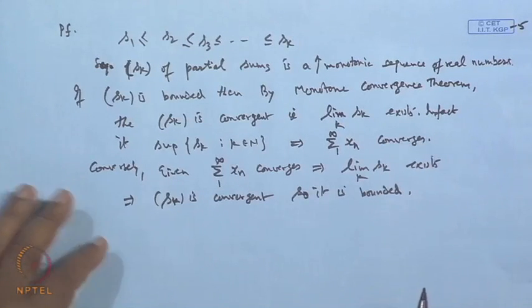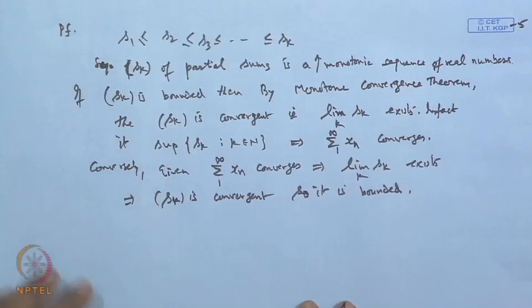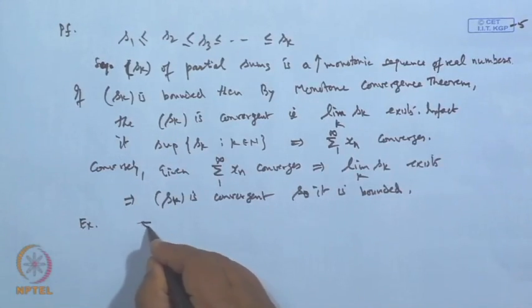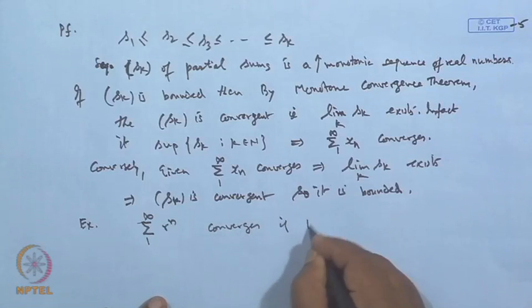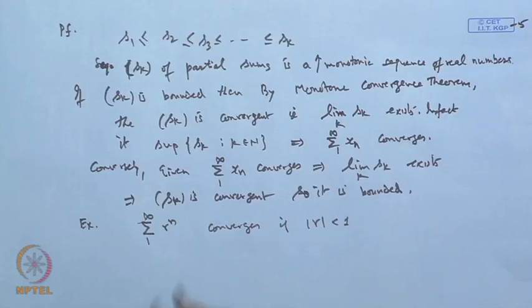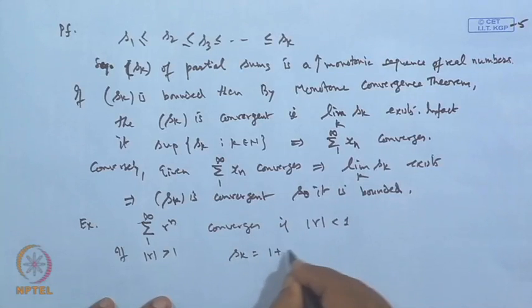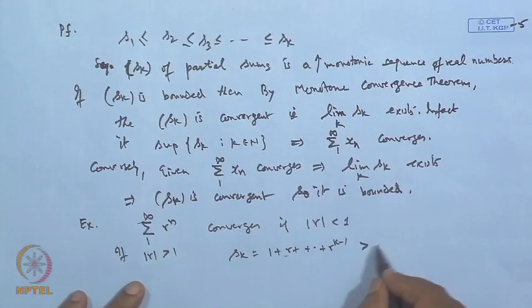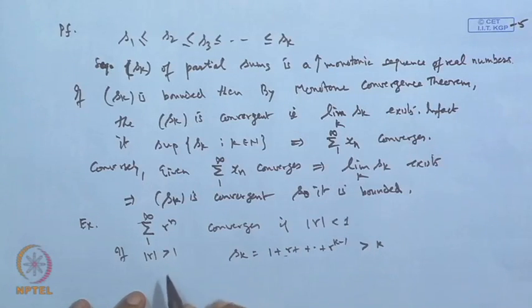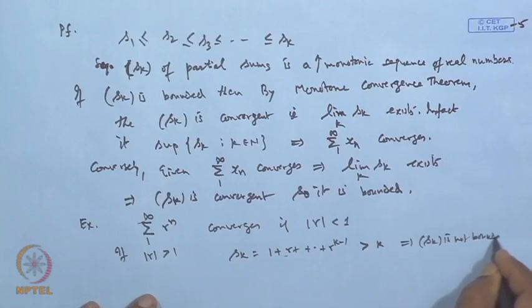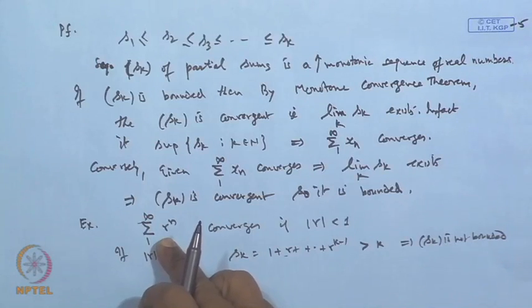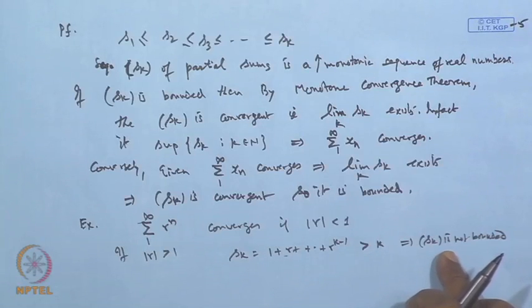Now, if we look at the series that we are talking about, we have seen this example, sigma r to the power n, 1 to infinity, and we have seen that this series converges if mod r is less than 1. But if mod r is greater than or equal to 1, then what happens? What is our S k? S k becomes 1 plus r plus ... plus r to the power k minus 1. Now, each one is greater than or equal to 1. So, it is greater than or equal to k, is it not? So, the limit of S k does not exist, it is unbounded. Therefore, the sequence S k is not bounded. So, this series cannot be convergent, because if it is convergent, the sequence of the partial sums must be bounded as per this result.